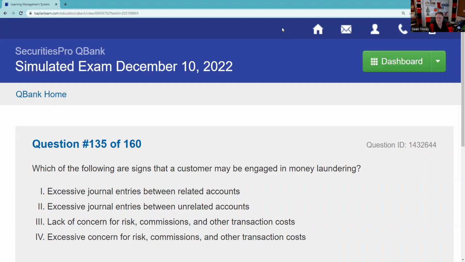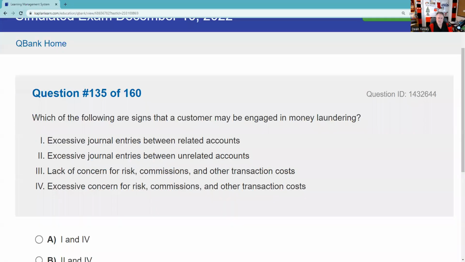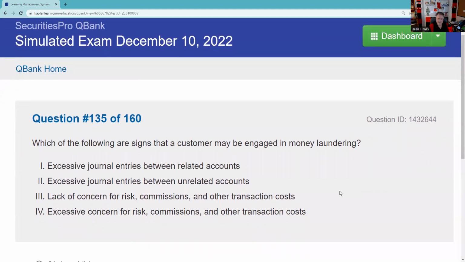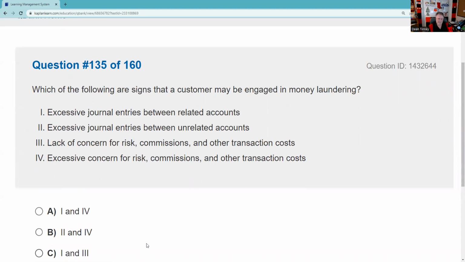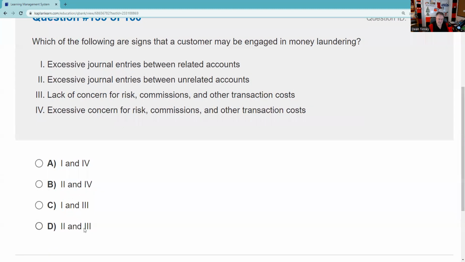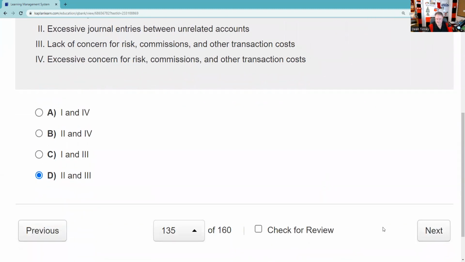135. Which of the following are signs a customer may be engaged in money laundering? Excessive journaling entries between related accounts. No. Yeah, unrelated accounts. I mean, what's up with that, right? Why is there lack of concern of risk, commissions or other transaction costs? That's definitely something. The way we say that is commercially illogical. So 2 and 3. I would be prepared for that. I have a separate little anti-money laundering lecture on the channel. I highly recommend it. No surprise.